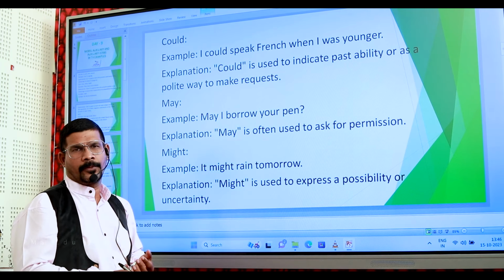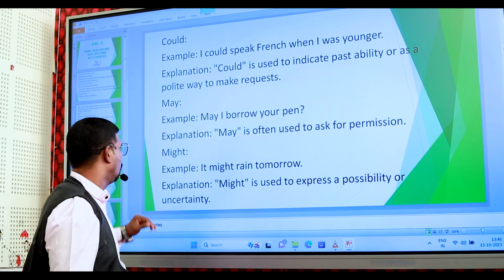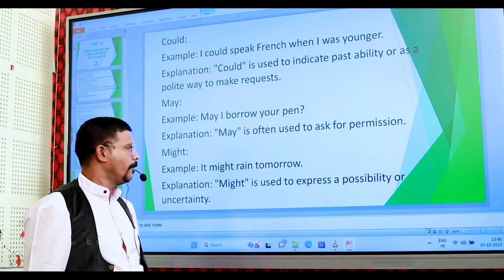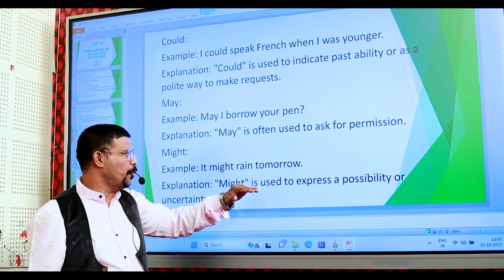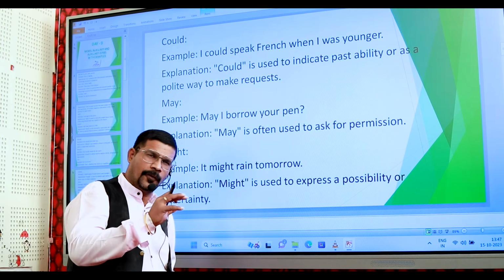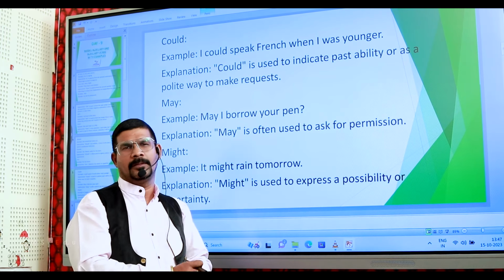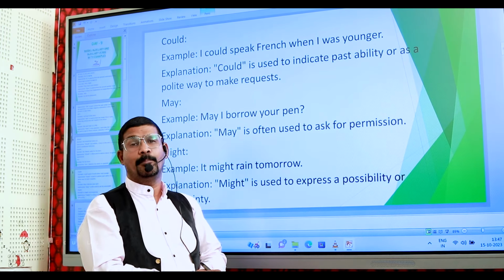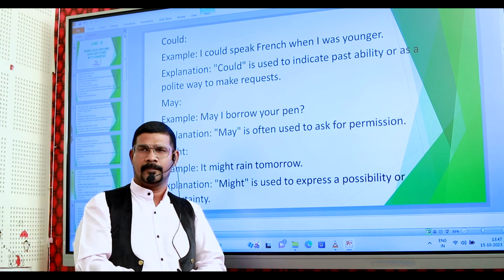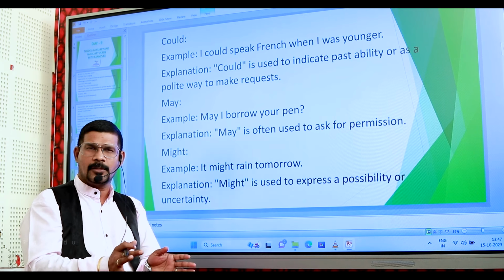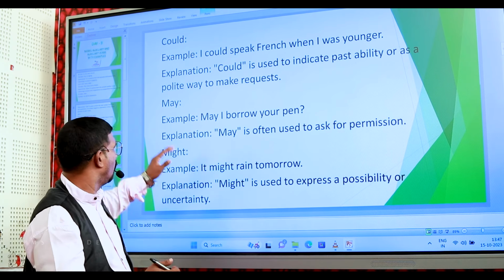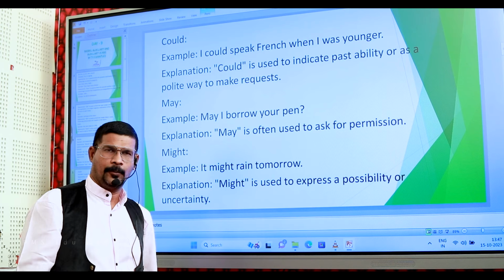Next, let's move on to might. Example, it might rain tomorrow. Explanation, might is used to express a possibility or uncertainty. May is 50% possible, and might is only 20% possible. Okay, so you know where to use may and might, right?